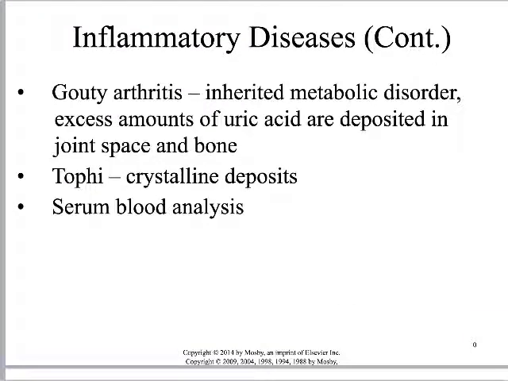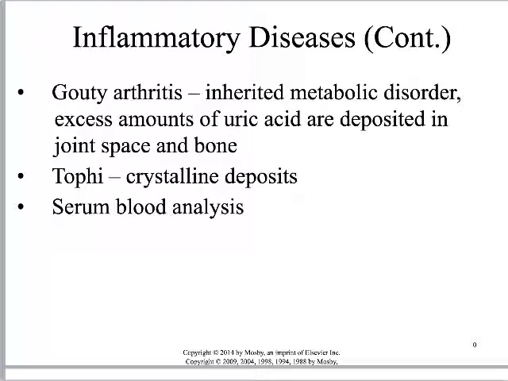Gouty arthritis. This is an inherited metabolic disorder in which amounts of uric acid are deposited in the joint space and the bone. So this is, again, typically going to impact the lower extremity. What we get are what we call tophi, which are crystalline deposits around the area of the ankle joint. And sometimes you see some swelling in that area as well. Serum blood analysis can guide this.